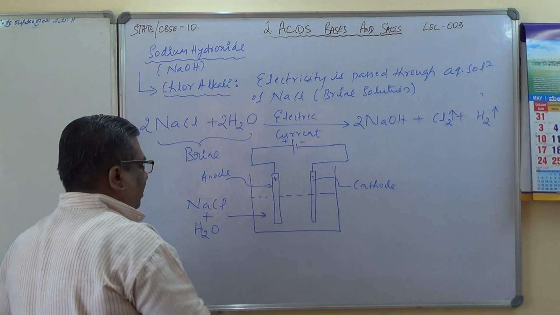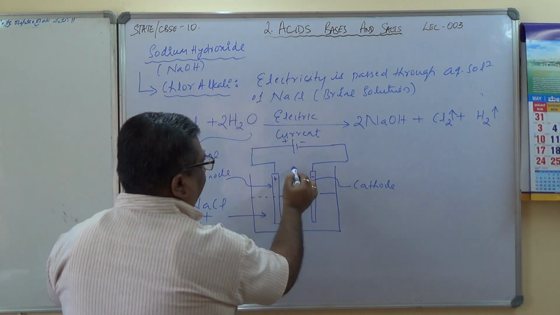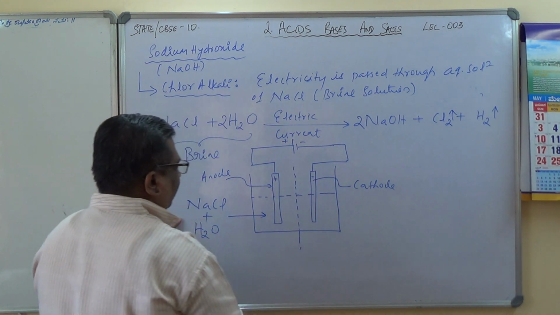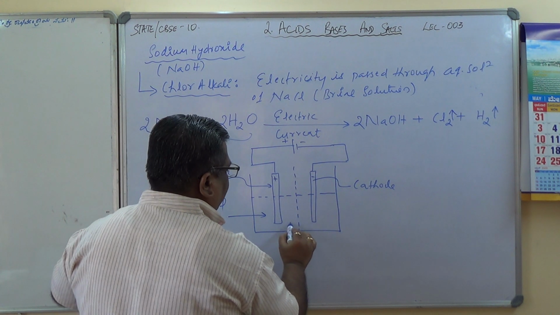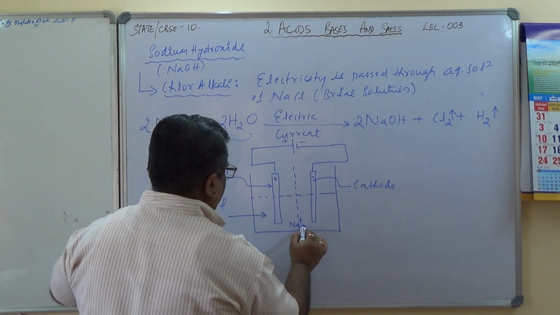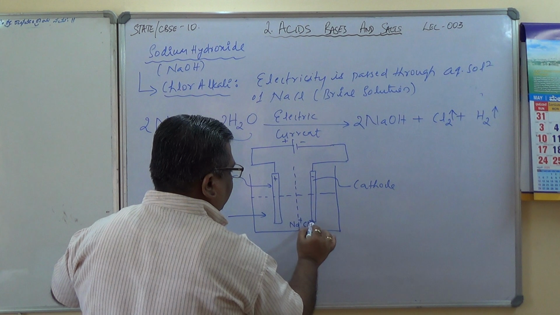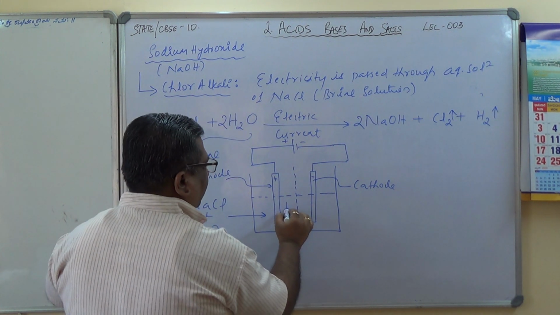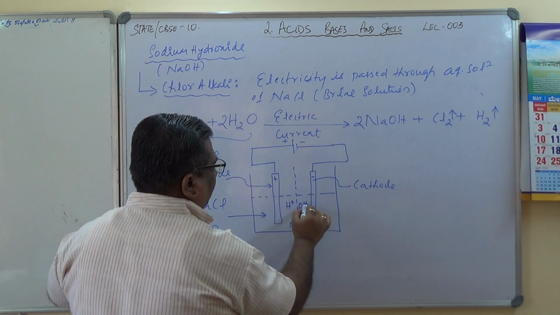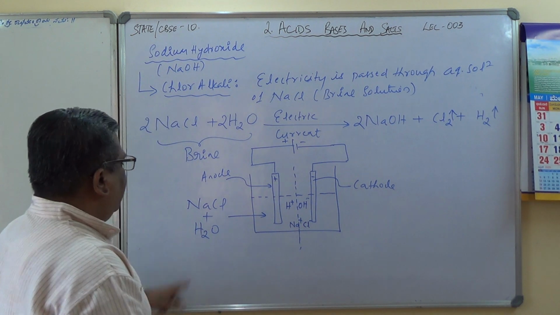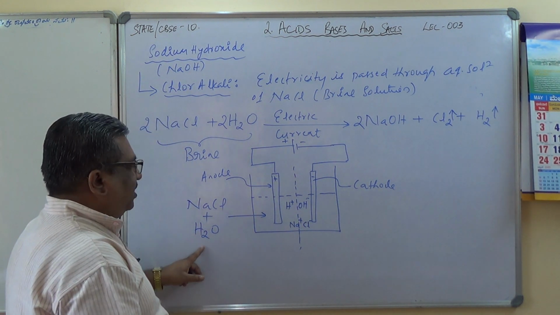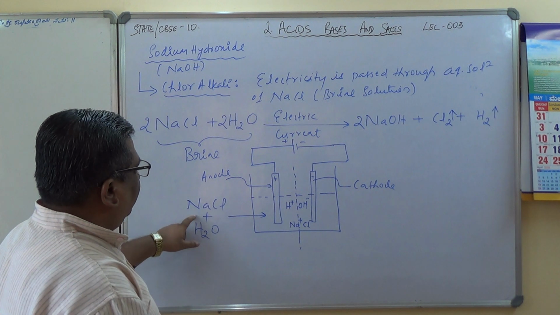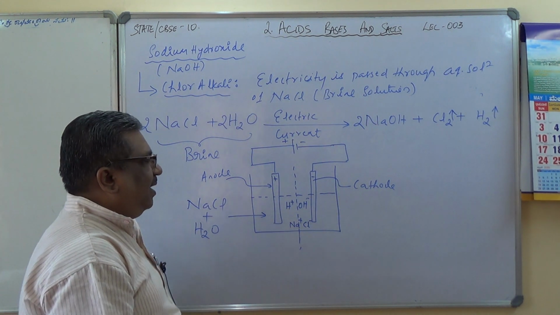Sodium chloride is taken. See, what are the ions that you can find over here? What are the ions present? You have Na plus, Cl minus, H plus, OH minus. These are the ions. Water will be split into H plus and OH minus ions. Sodium chloride will be split into Na plus and Cl minus ions.